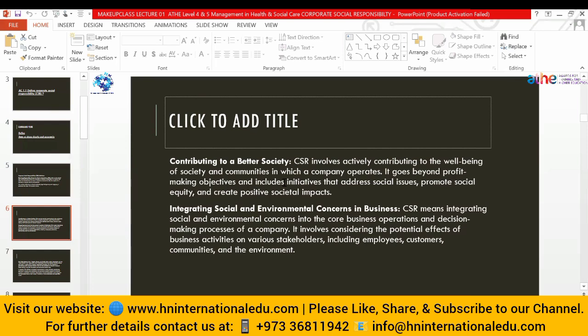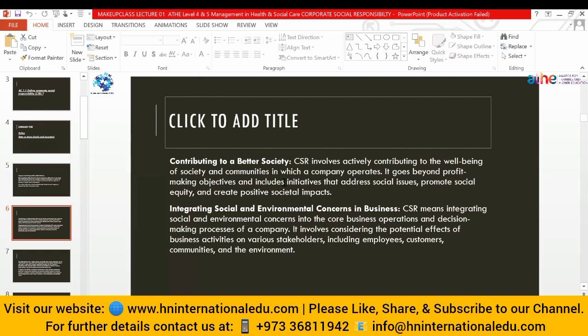CSR means integrating social and environmental concerns into the core business operations and decision making process. It involves considering the potential effects of business activities on various stakeholders, including employees, consumers, communities, and the environment. Now, CSR policies do not only impact the business itself, they impact the stakeholders as well, whether they are internal or external. Every policy, every decision has an impact on each and every entity, person, or stakeholder.